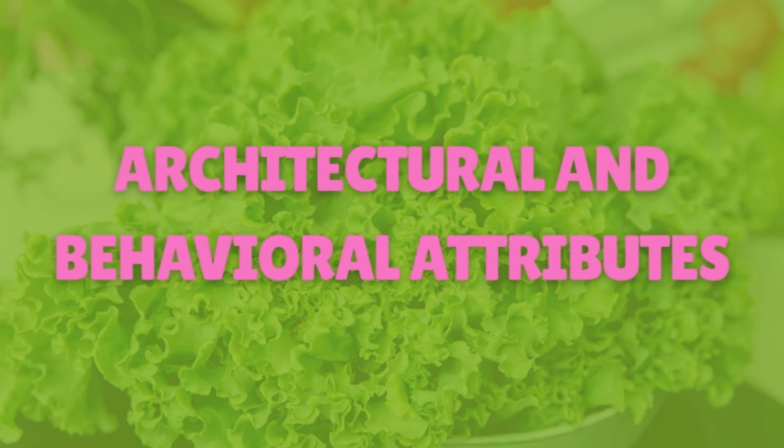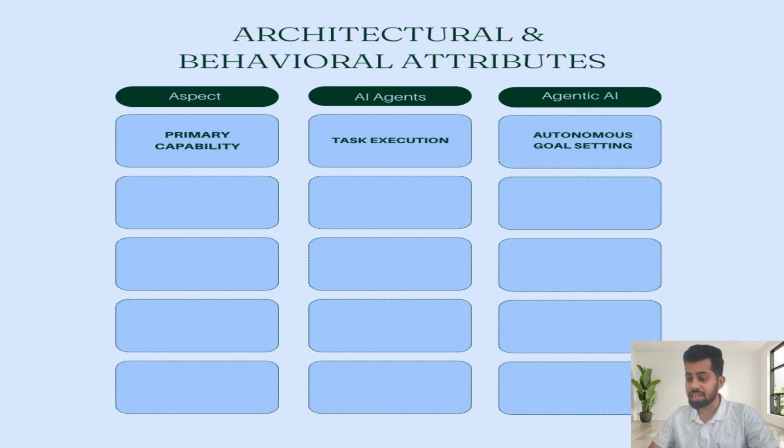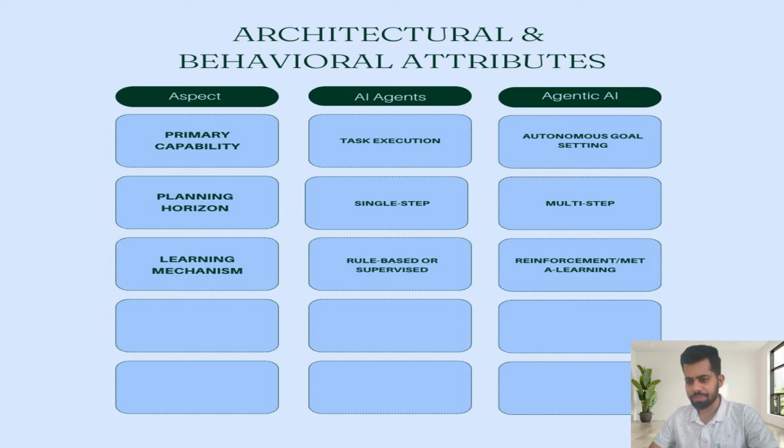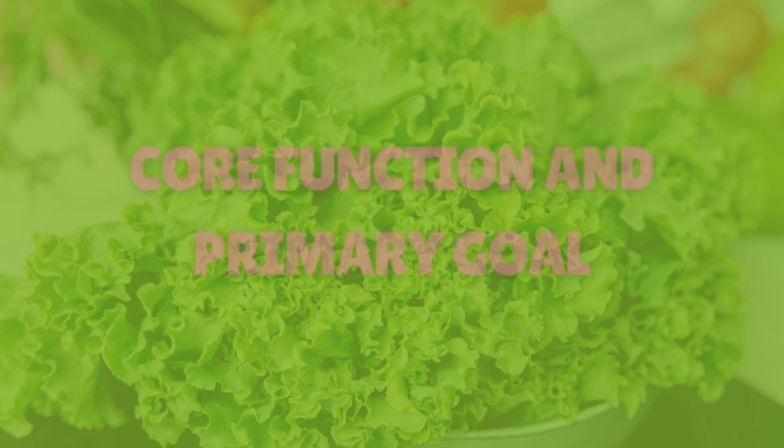Let's see the difference in their attributes. The primary capability of the AI agent is task execution, while agentic AI is autonomous goal setting. In the planning stage, AI agents do single-step planning, while agentic AI does multi-step. AI agents heavily rely on rules or supervision, while agentic AI leverages reinforcement and meta-learning. AI agents are reactive, while agentic AI is proactive. An AI agent prioritizes accuracy and latency, while agentic AI prioritizes engagement and adaptability.